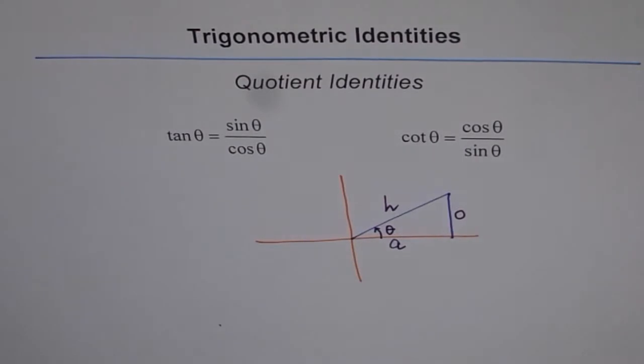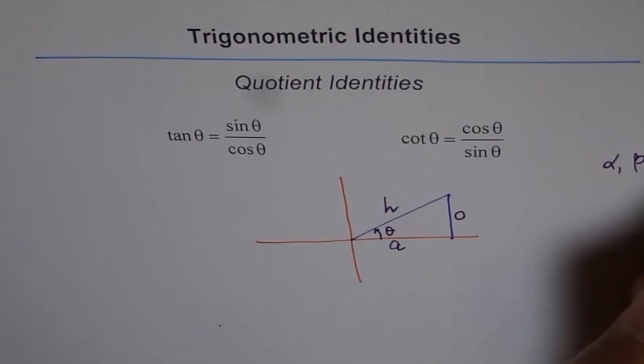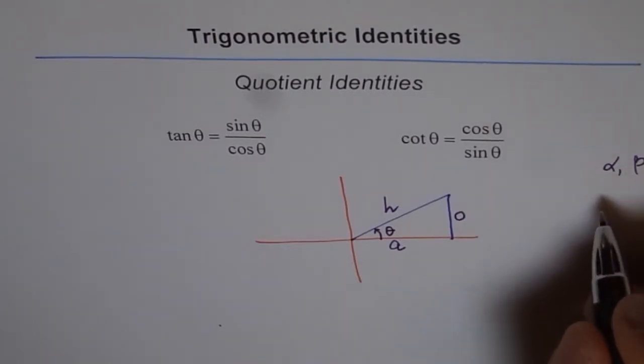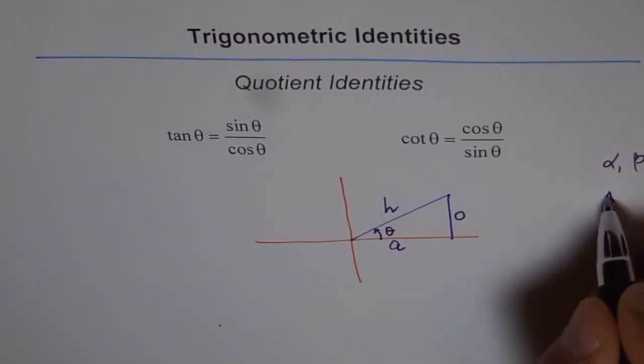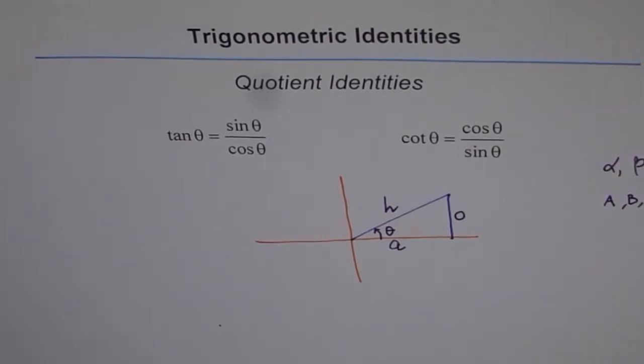Theta is a Greek letter, and normally theta, phi, alpha, beta, gamma are the angles. These are the Greek alphabets which are normally used in trigonometry. So let me put them here: alpha, beta, gamma, and theta. These are very commonly used Greek alphabets. If you like, you can use ABC if you want, but I prefer these Greek symbols. Let's get used to them.